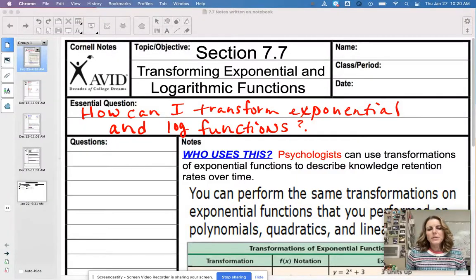Section 7.7, transforming exponential and logarithmic functions. Please write down the essential question. How can I transform exponential and log functions? So who uses this? Psychologists can use transformations of exponential functions to describe knowledge retention rates over time.